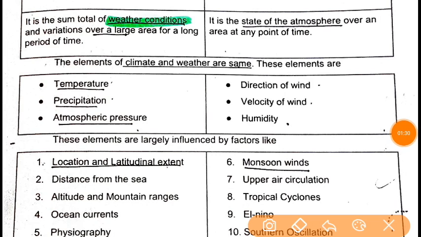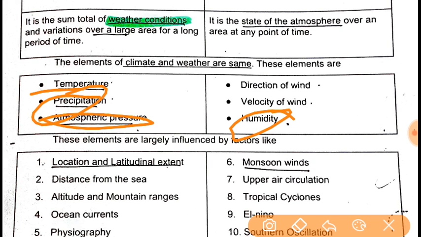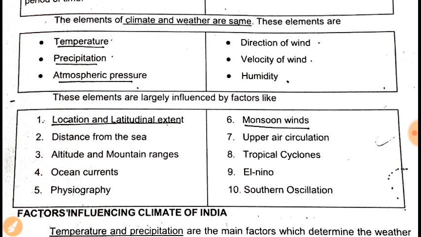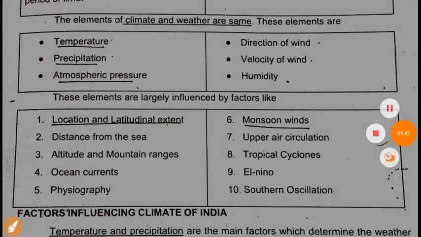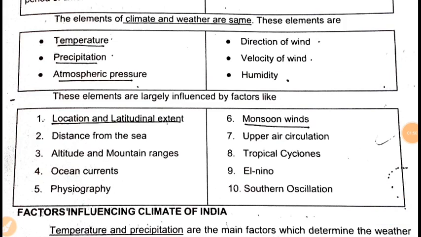Then the components of climate. What are the components? One is temperature, then pressure, then amount of rainfall, humidity, and then direction of winds and velocity of winds. These are elements. Then what are the factors which influence it? What are the factors if we look at it from the perspective of the Indian context? So what are the factors which influence our climate? So it's the longitudinal and latitudinal extent of India.